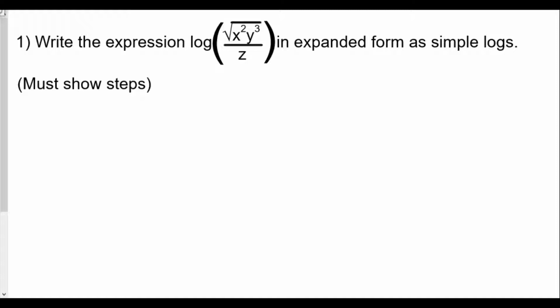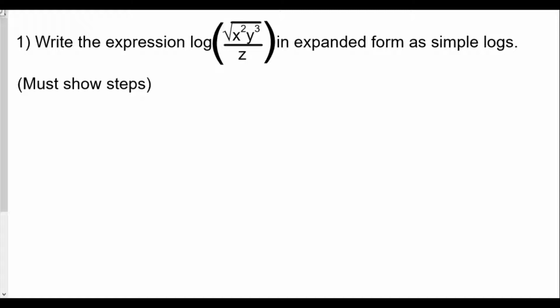MRS22 Spring 2021 test number one review, and this is question number one. I'm going to do a video for each question so you guys can take a look at each one, and hopefully it will be helpful to you during our test.